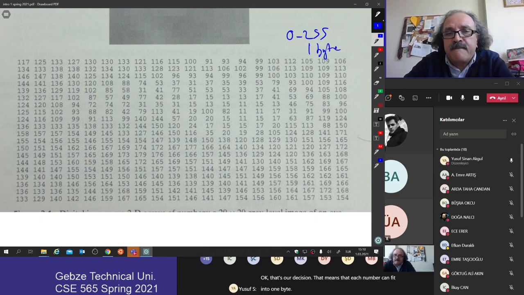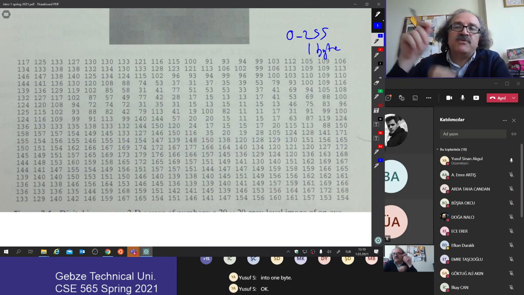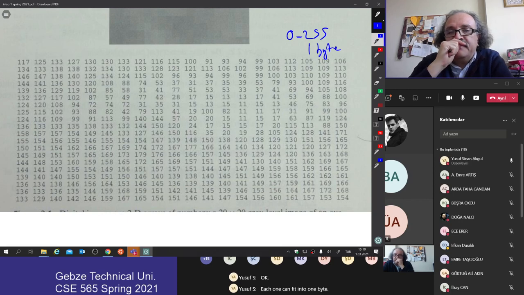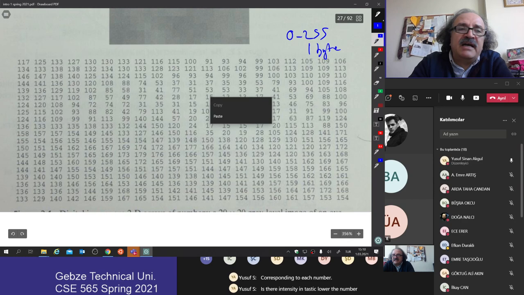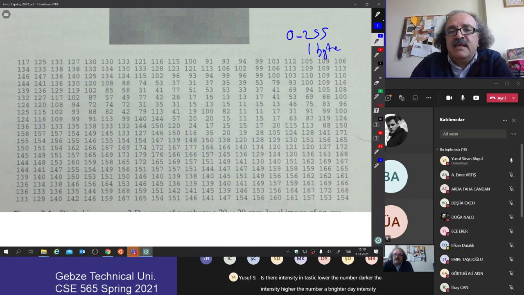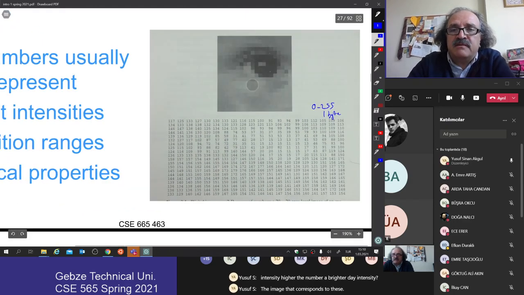Each one can fit into 1 byte. And corresponding to each number is an intensity. Lower the number, darker the intensity. Higher the number, brighter the intensity. The image that corresponds to this matrix of numbers is this one.